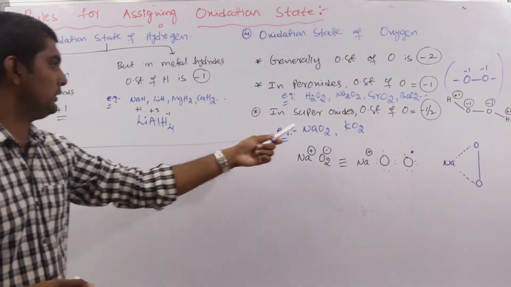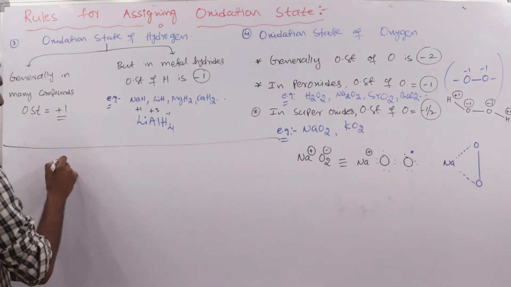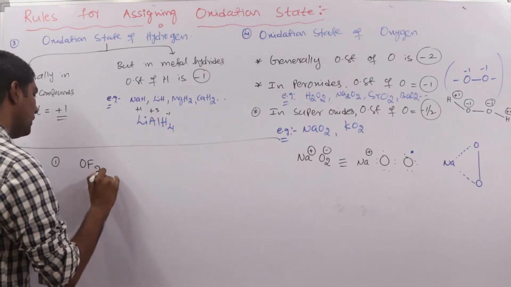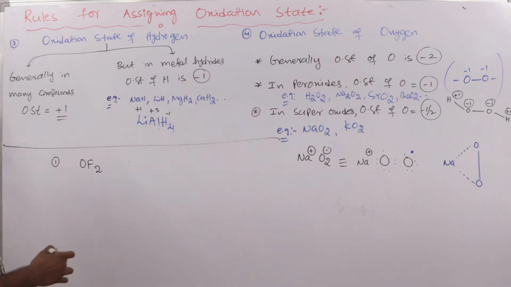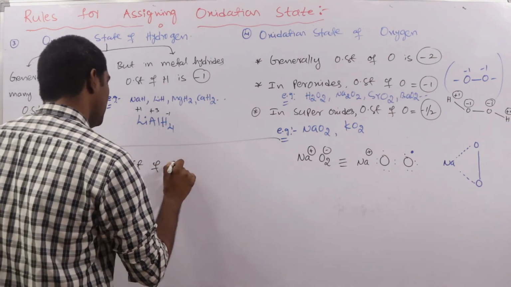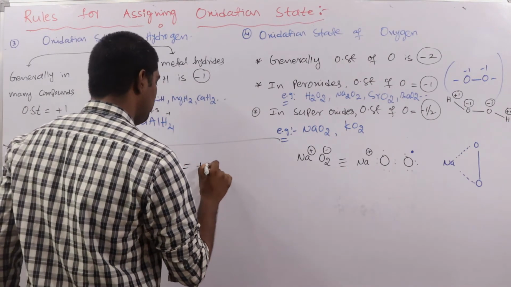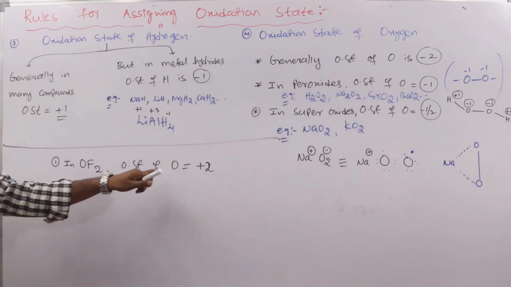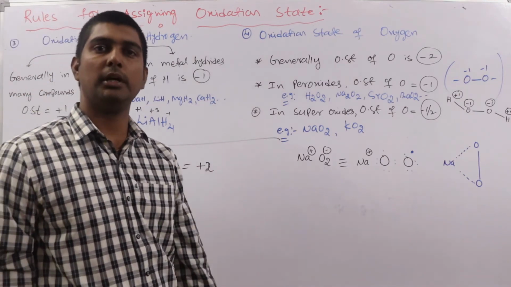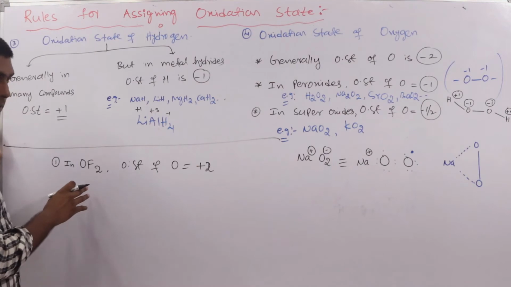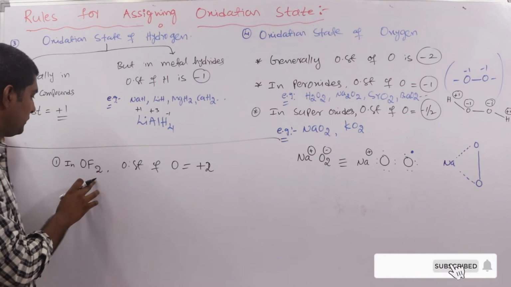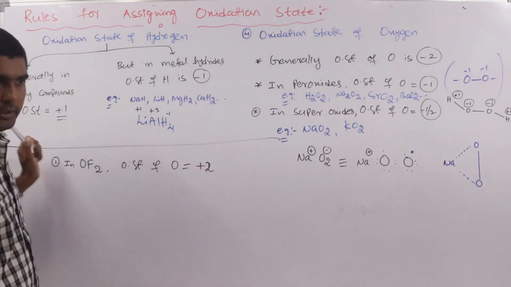For oxygen, here I am writing some very important cases. The first one is OF2. In OF2, oxidation state of oxygen is equal to +2, because fluorine always exhibits -1 oxidation state, because that is the most electronegative atom, right? So here fluorine definitely exhibits -1. So 2 fluorines -2, so oxygen will get the +2 oxidation state.